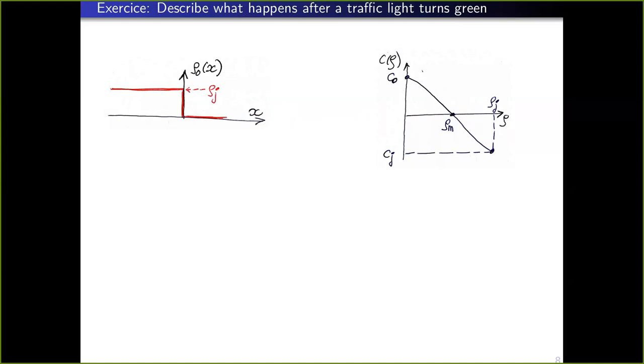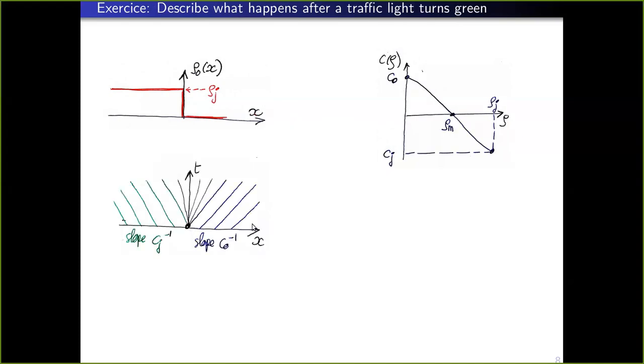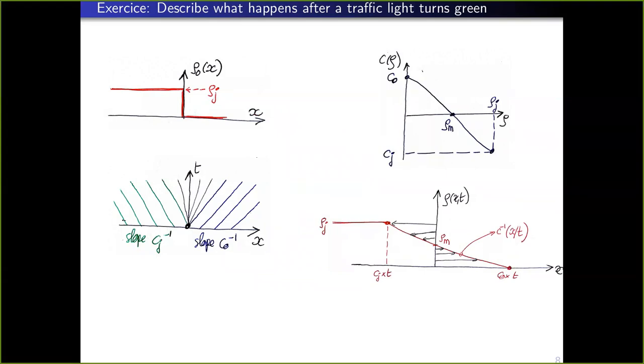Now, well, let's draw the characteristics. It's very easy. For negative x, they go backwards at velocity Cj, so the slope is 1 over Cj. For positive x, they go in the positive x direction at velocity C naught, because I have 0 density here. And the slope is 1 over C naught. And in between, I interpolate as usual. So rho of x now, in this region there for a given t, in the green, I have a constant rho j.